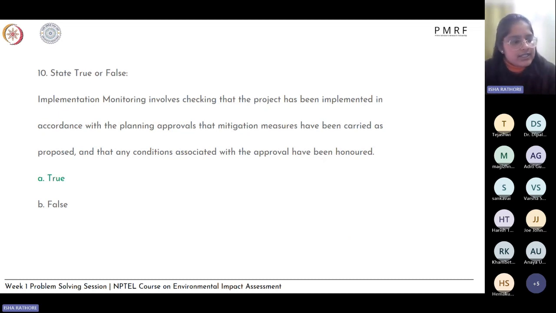So this statement is true. After everything is done, we monitor the implementation which has happened, and we check if the project has been implemented as per the planning approvals which were received, the mitigation measures which were suggested have been carried out, and any conditions with the approval which were given, like anything written in the side notes, any conditions which the project owners have to meet, have been honored. So we check all of these in the implementation monitoring stage. Again, we will discuss this further in the course. So the statement is true.